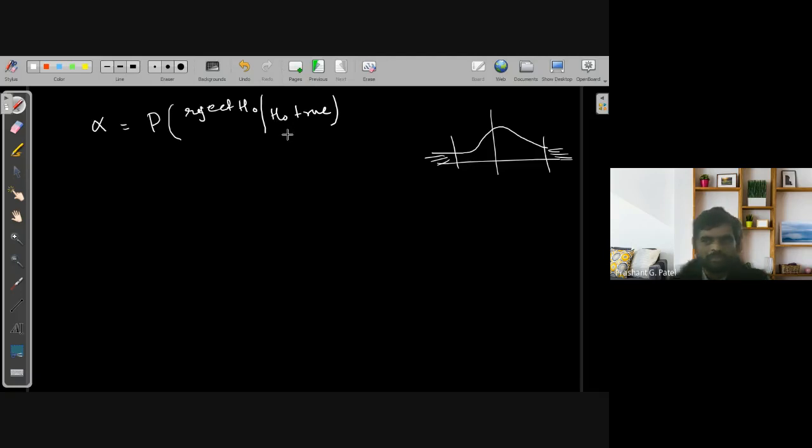The decision maker sets the value of alpha for any test, generally 0.01 or 0.05. These are the two values we generally take. Now there are frequency tests, and we will learn them one by one.